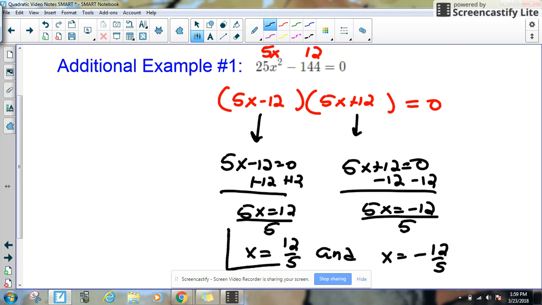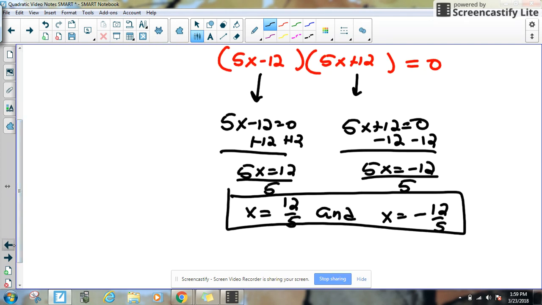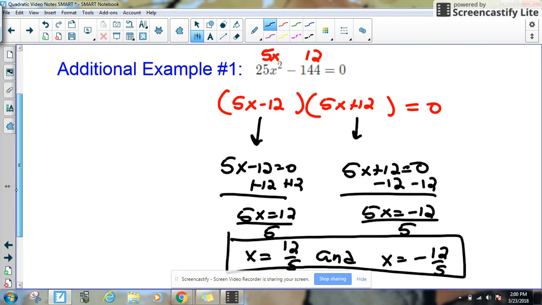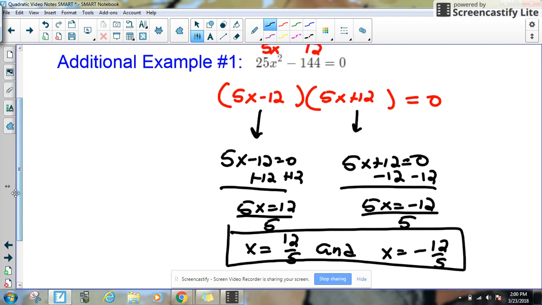So this problem was a little bit different because the solutions were not clean, nice, integer solutions, but that's okay. This problem is still solvable using the factoring method. Also, you didn't have to use the factoring method. So let's try to take a look at this problem and solve it using the square root method.